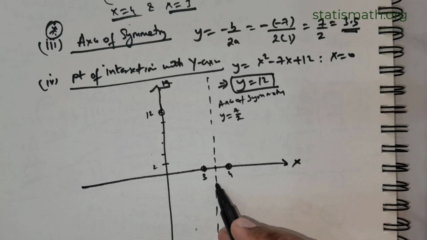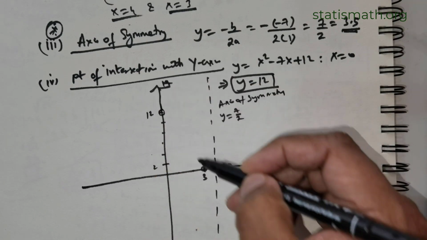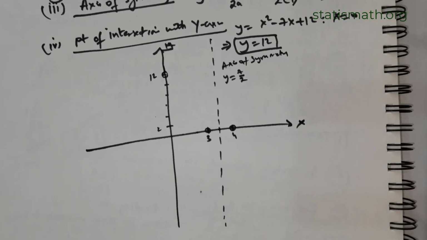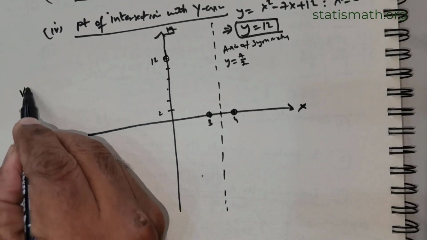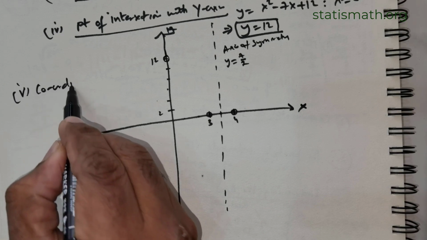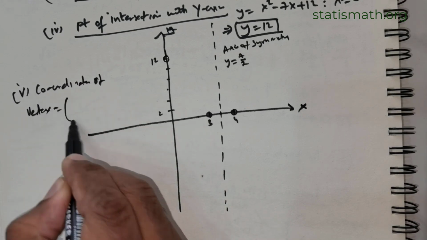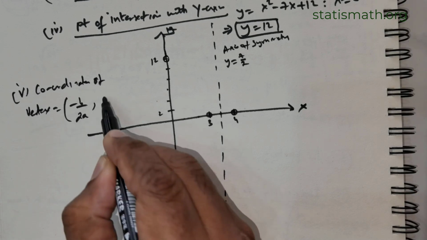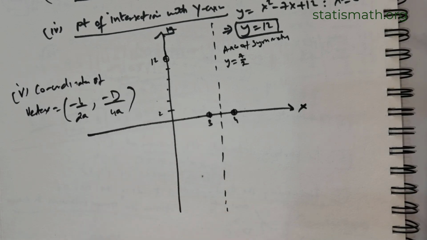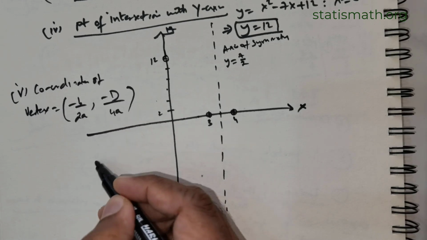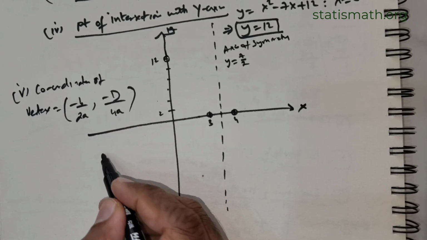Now we need to get the vertex, right? Of course, I know it is U-shaped. For getting the vertex, we need to have the coordinates. So this is point number 5, coordinate of the vertex. So what is the formula? Negative b divided by 2a, comma, negative d divided by 4a. So this is the value that would give us the coordinates of the vertex.